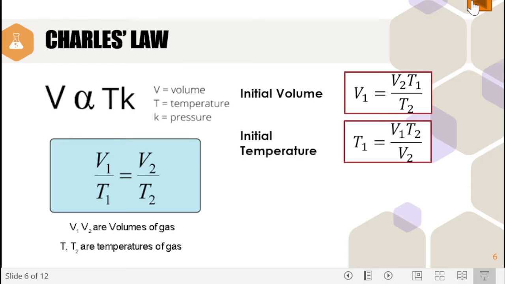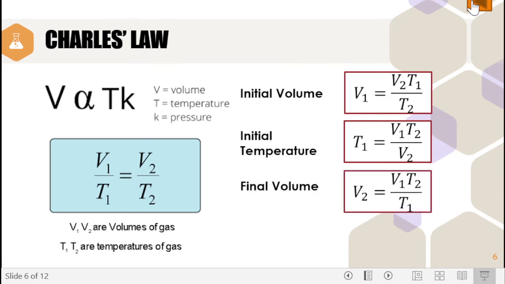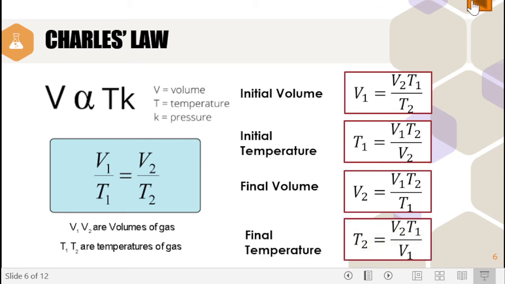If the initial temperature is missing, the formula is T1 is equal to V1 multiplied by T2 divided by V2. If the final volume is missing, V2 is equal to V1 multiplied by T2 divided by T1. And if the final temperature is missing, the formula is T2 is equal to V2 multiplied by T1 divided by V1. So here are the different formulas that you can use in order to solve word problems.